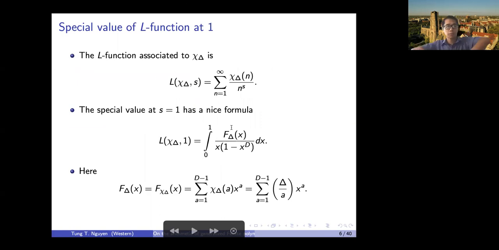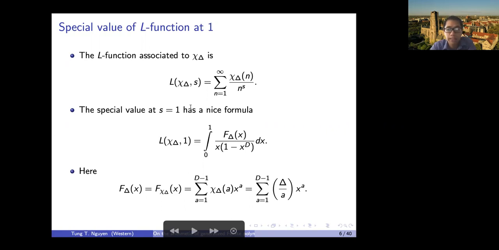And then, an object associated with any such character is its L function, which is given by this infinite series. We take the sum of chi of n over n to the power s, where n is from 1 to infinity. This series is convergent as long as the real part of s is bigger than 0, when chi is not trivial, and it is absolutely convergent if the real part of s is bigger than 1.